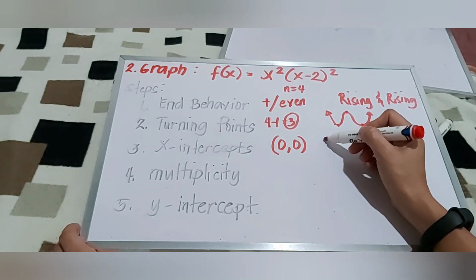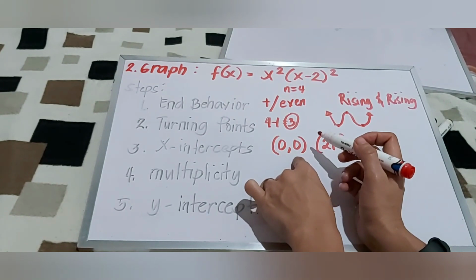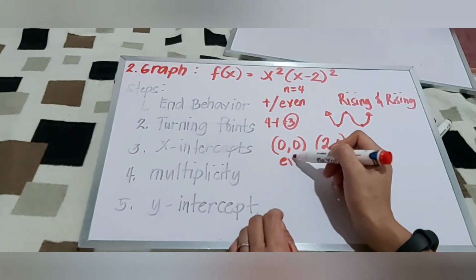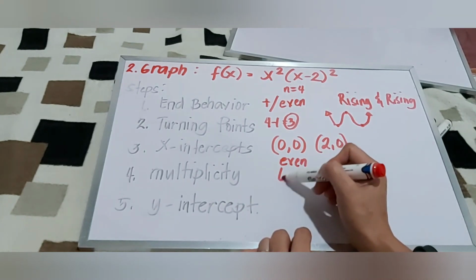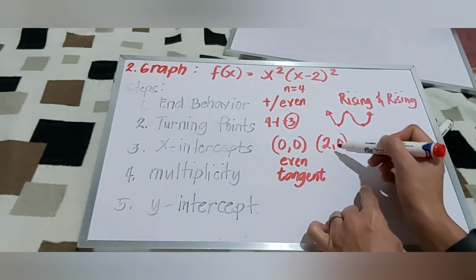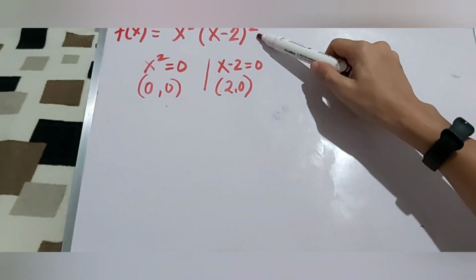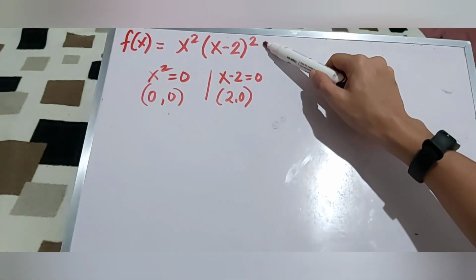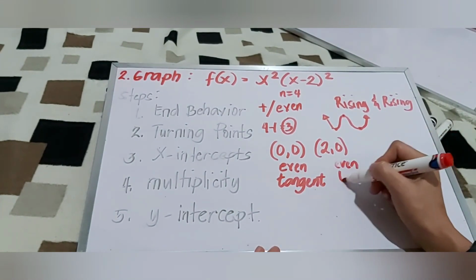Tapos, 2 and 0. Again, for this multiplicity, square siya, diba? Square siya. So, this is even. So, even ang ating multiplicity for 0 and 0. And dahil even siya, the graph is tangent to our x-intercept. For the other one, it's a 2 and 0, siya pa rin ay square. So, that's still even multiplicity. So, dahil even siya, again, tangent pa rin.